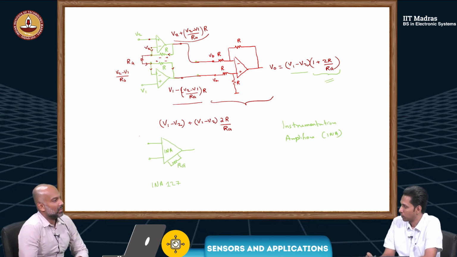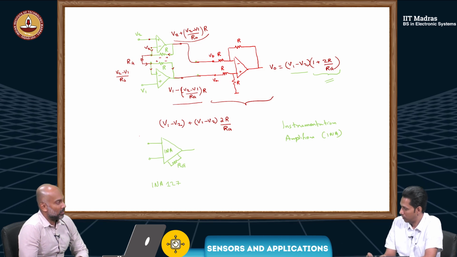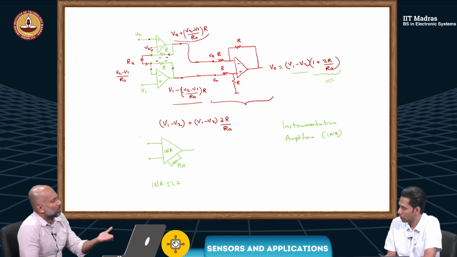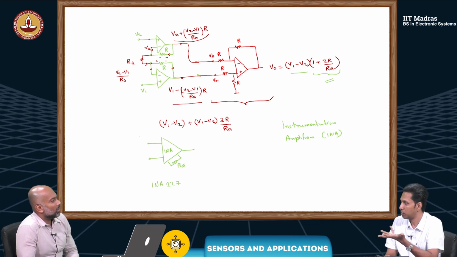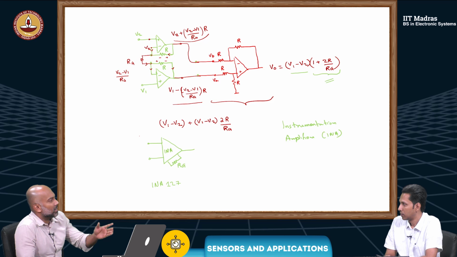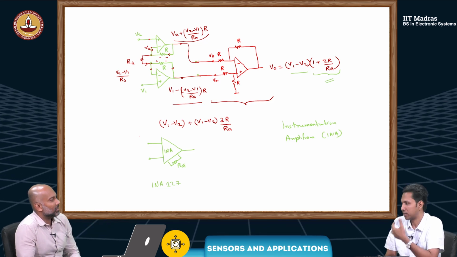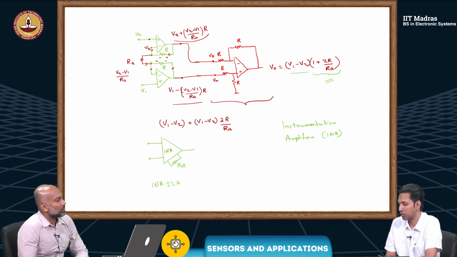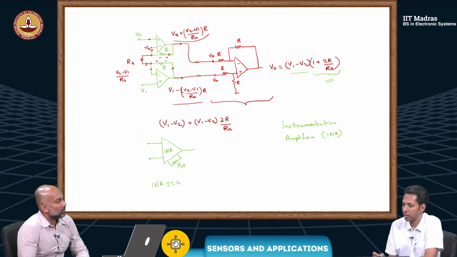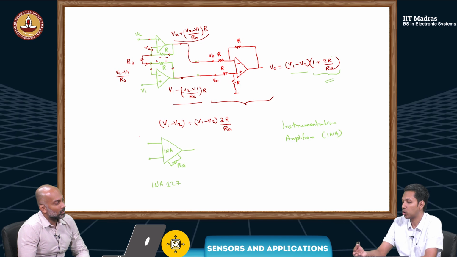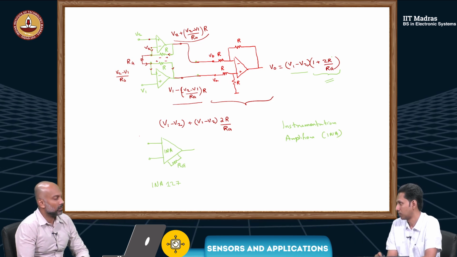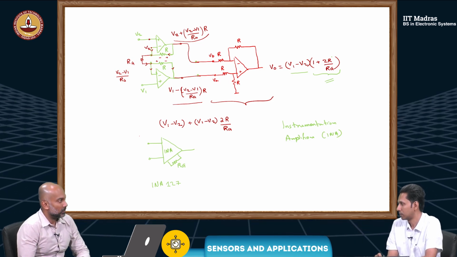But in these instrumentation amplifiers, what is the RG? Is it connected to some potentiometer or something? If you want a variable one, it can be a potentiometer. Let's say you want a gain of 100. Then you look at what is the value of R used, and then accordingly calculate RG.